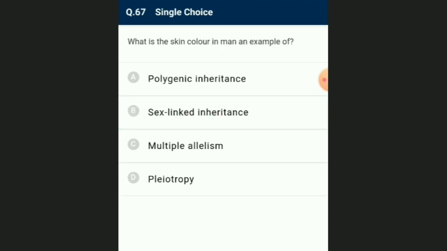Question number 67. The skin color in man is an example of? A polygenic trait is a trait that is governed by more than one gene. For example, human skin color, which is governed by three pairs of genes. So the answer is option A. Skin color in man is an example of polygenic inheritance.